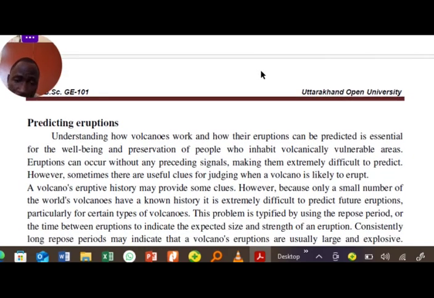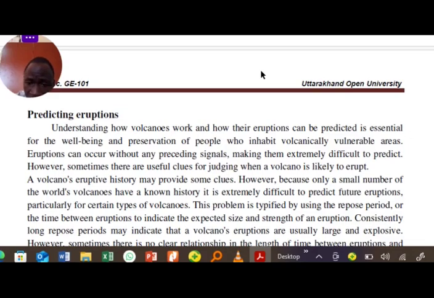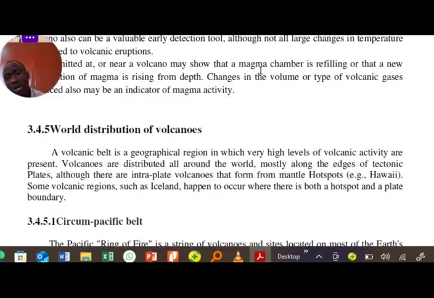There I've told you how they do it. They place predicting or detecting signals in order to detect when eruption will be taking place, to give people warning so that they are able to vacate those areas. When we move on, we are going to be seeing world distribution of volcanoes.